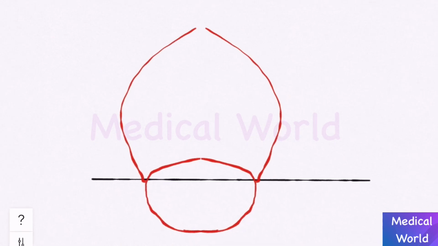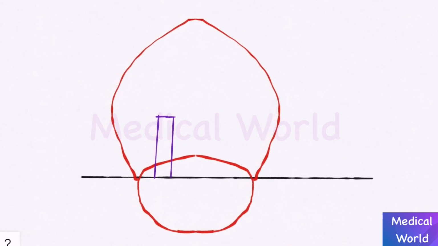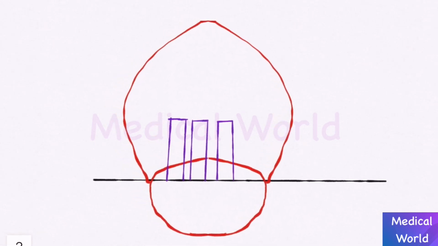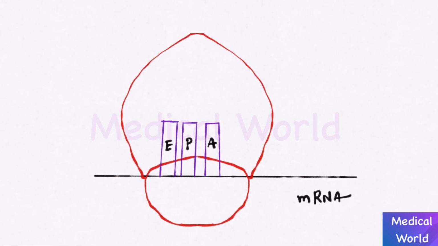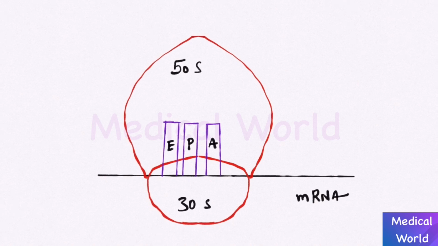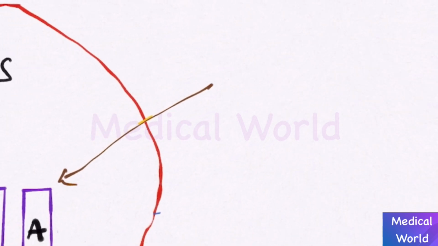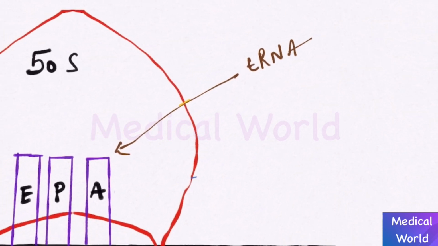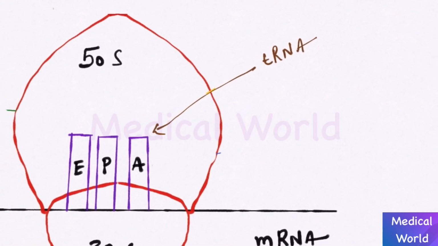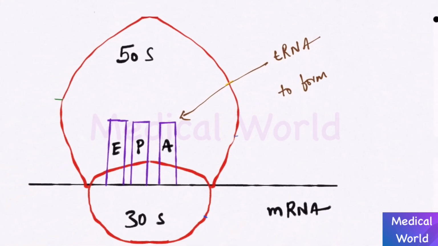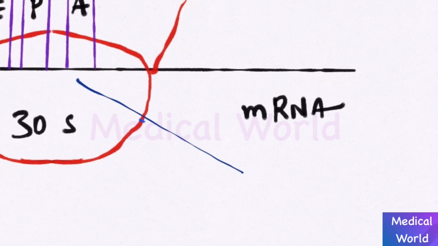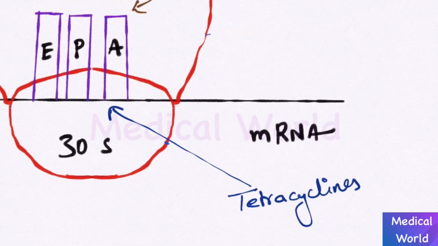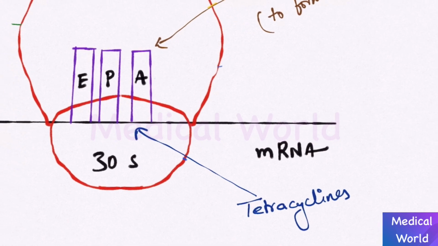So this is the important diagram that you have to remember. The black line is mRNA, the red one is the ribosome, the big one is 50S and the small one is 30S, and these three are the E, P, A sites of the ribosome, which are very important in translation. Generally, tRNA comes to bind these sites on the ribosome-mRNA complex to form proteins during translation.